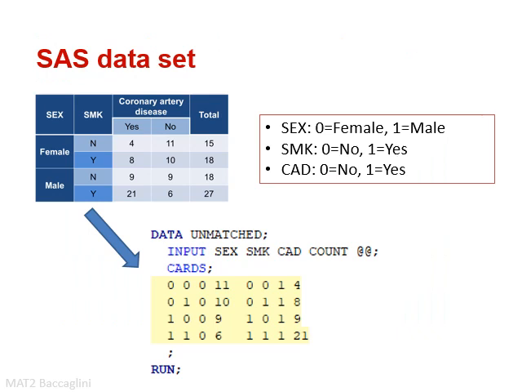From the results, we can create a data set. Let's just say we received this information in an Excel file. So we are going to write a SAS program. So we're going to write a SAS data set. We're going to code female as 0, male as 1, smoking 0 if no, 1 if yes, and coronary artery disease 0 is no and 1 is yes.